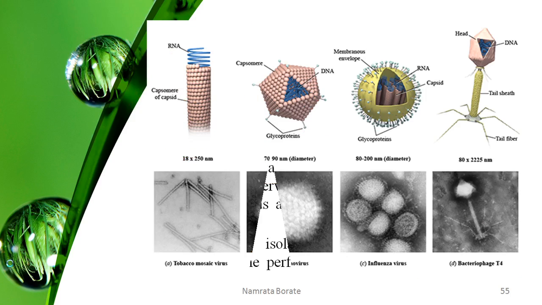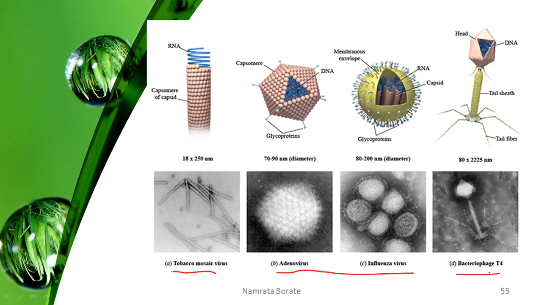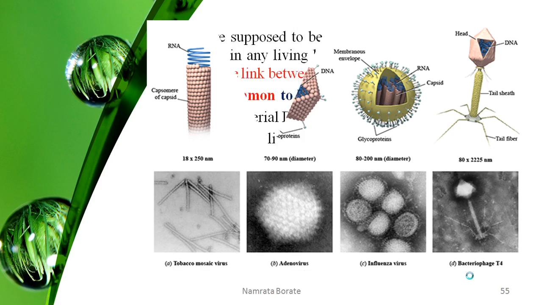This virus is of three forms. It may be the plant virus, it may be animal virus, or it may be the bacterial virus. That's the tobacco mosaic virus, it's a plant virus. Adenovirus, it's an animal virus. Influenza virus, it's an animal virus, and the bacteriophage, it's a bacterial virus.